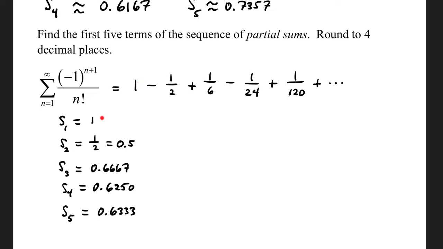So the first term is 1. The sum of the first two, 1 minus 1/2 is 1/2. The sum of the first 3, we have 1 minus 1/2, which is 1/2, plus 1/6. 1/2 plus 1/6, that's 4/6 or 2/3, and so forth. Then you would add your first 4 terms. Just feel free to use your calculator, and you keep a running total. That's what this sequence of partial sums does for us.